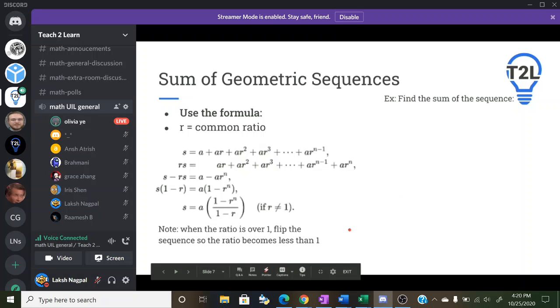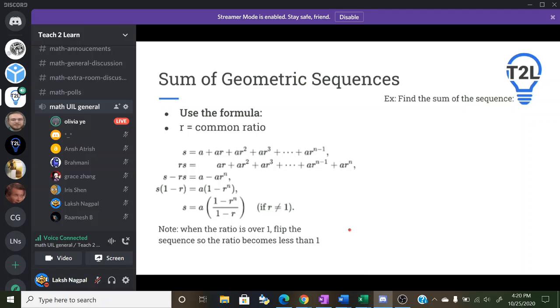Okay, so here's an example. Find the sum of the sequence 405 plus 135 plus 45 plus 15 plus 5. If you notice, the common ratio is 1/3, because each term is multiplied by 1/3 to get all the way down to 5.